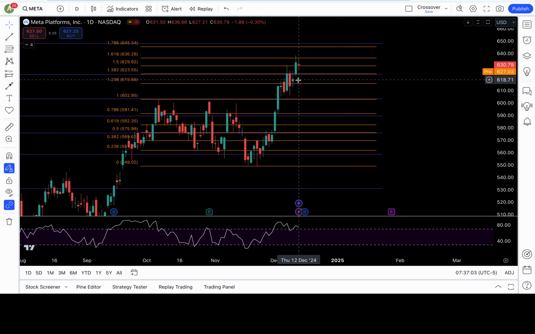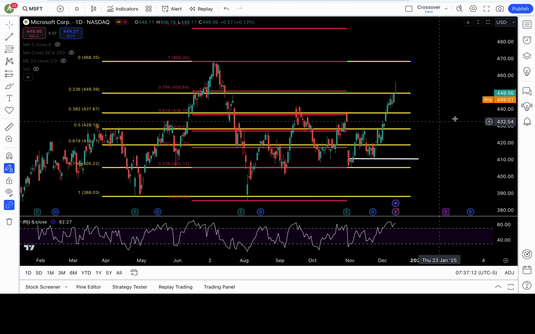So if that level failed, I will be bearish based on this setup, with 620 in play first, and then 617 and 615.6 as targets below.